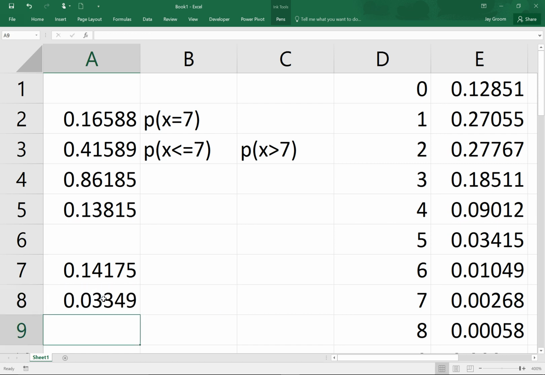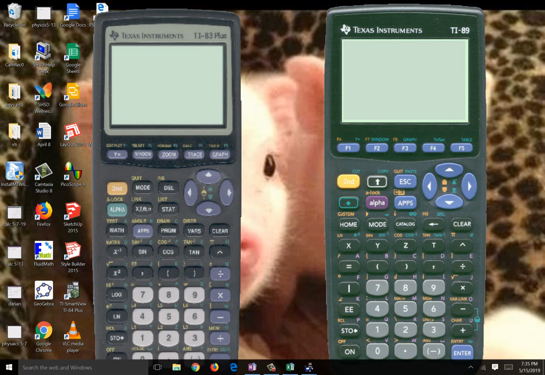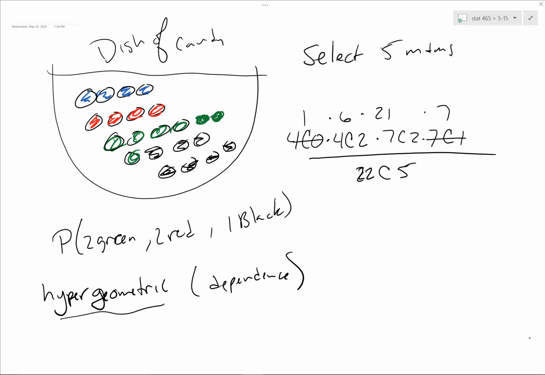Notice that this guy could take on both a binomial or a multinomial. Look, for instance, same question.